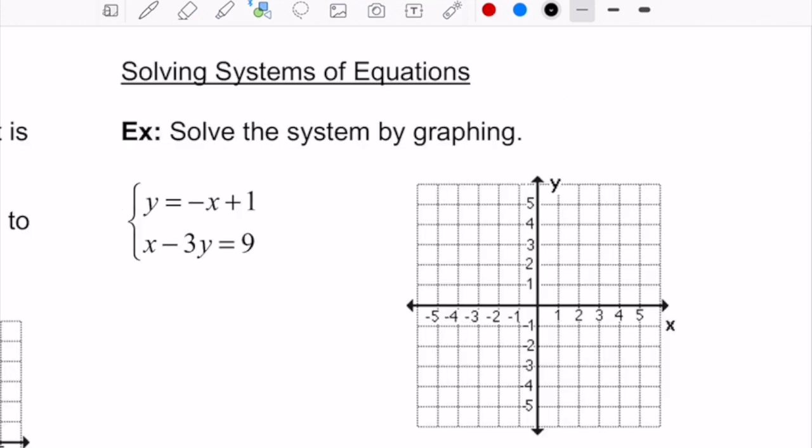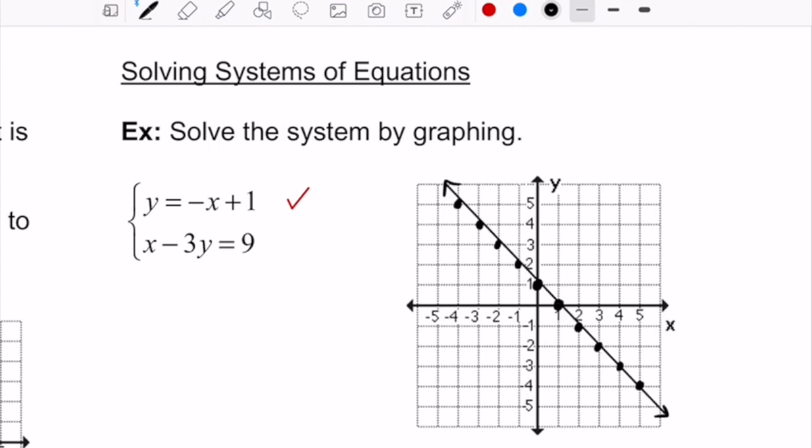There are three different ways that we can solve systems of equations. The first one is by graphing. So when I solve a system by graphing, I'm trying to graph the two lines and find the point where they cross. On this one, the first line is ready to graph. So my y-intercept is at +1, and then my slope is down 1 and 1 to the right. And so here's the equation of that first line.